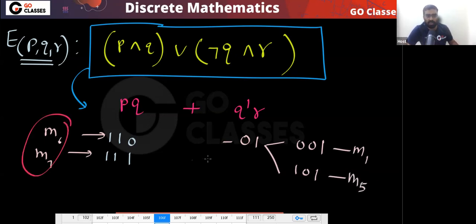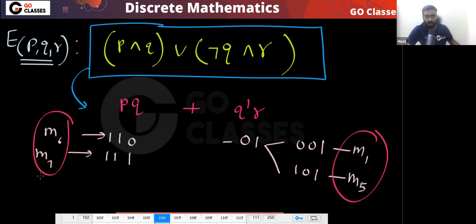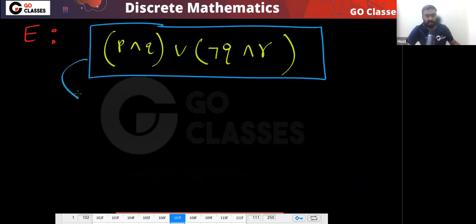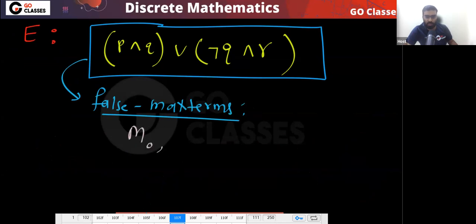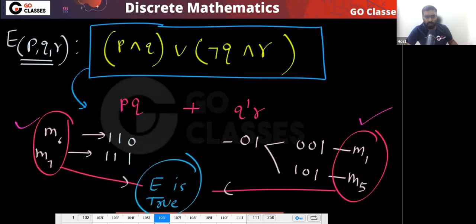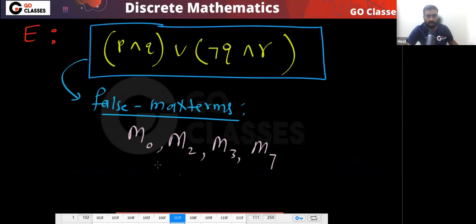So we have found the true min terms. All these are the true min terms. For all of them, your function E is true. Now you can easily see, so what will be the false max terms? If you know the true min terms, then what are the false max terms? Anyone want to tell me? If these are the min terms, for these the function E is true, then for the remaining, capital M 0, capital M 2, capital M 3, capital M 4. So these are your max terms. Now can you write this?